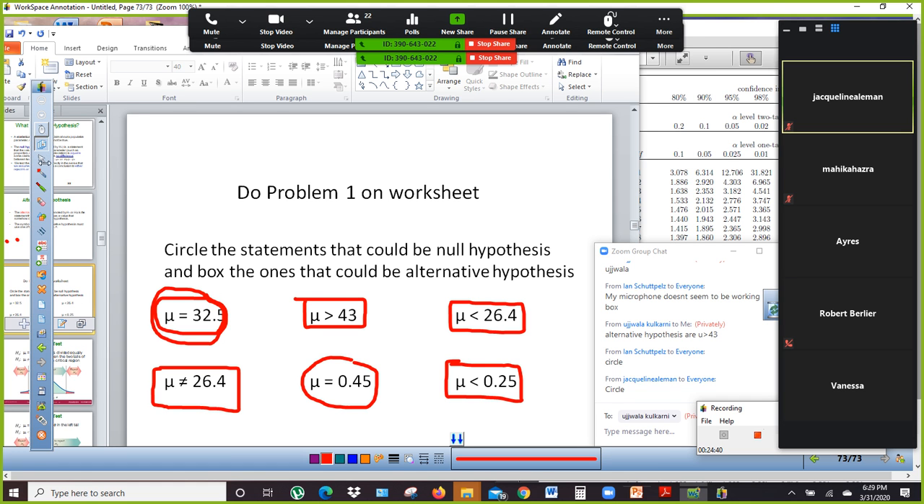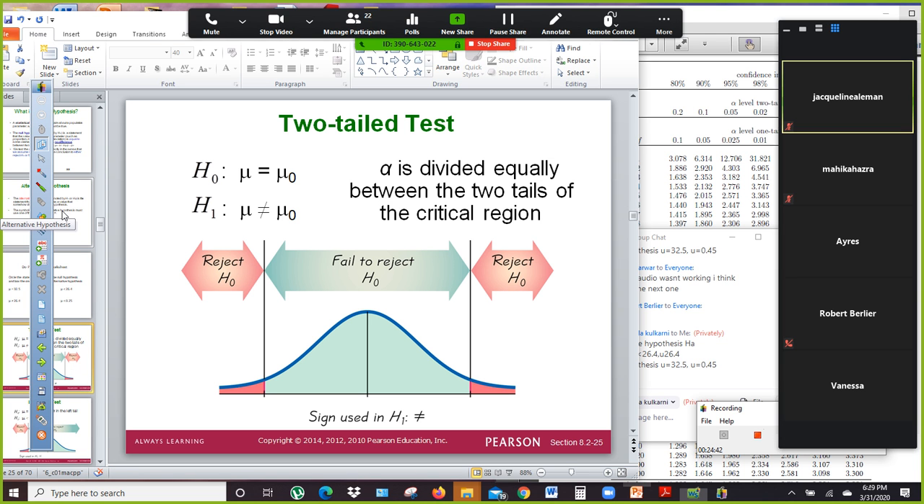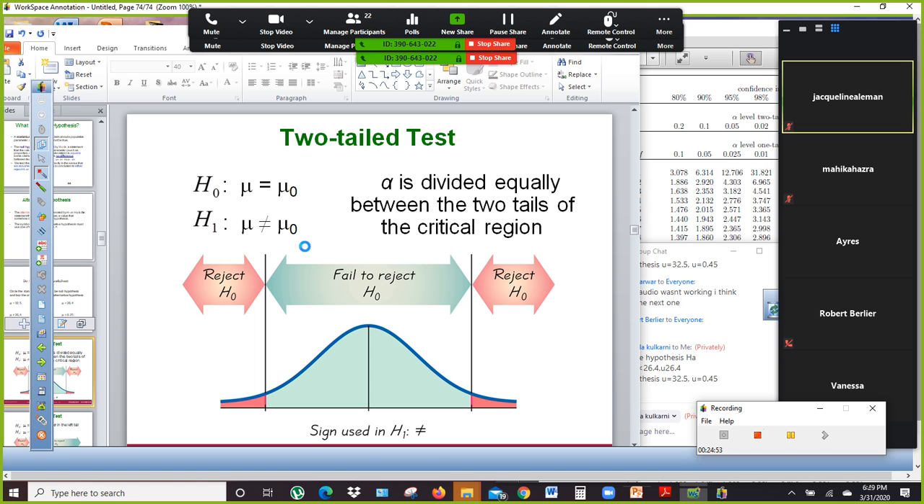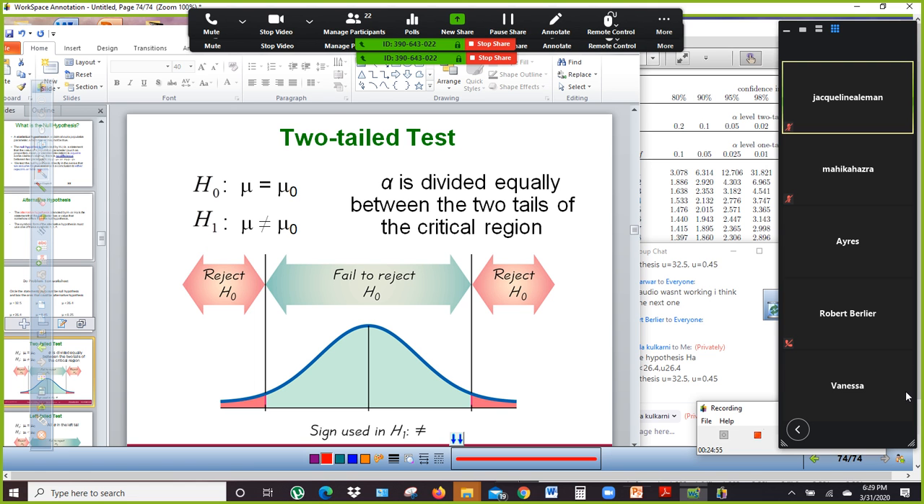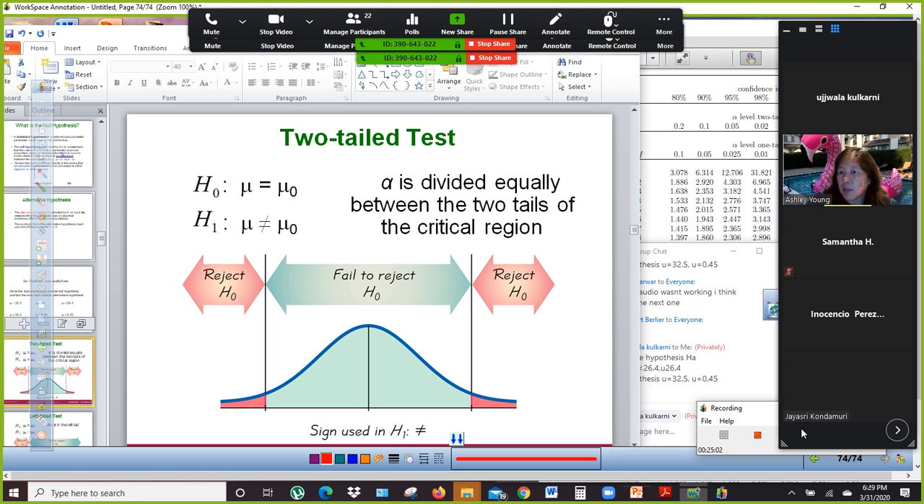All right, let's take a look at some of these for the two-tailed tests. Let's get some readers here. Sorry, you don't want to listen to me all the time. I'm boring. Michael, can you go ahead and read?